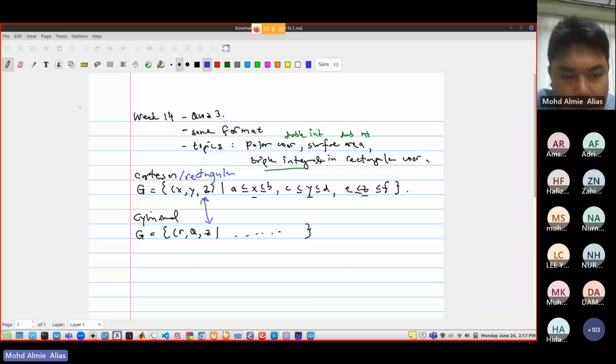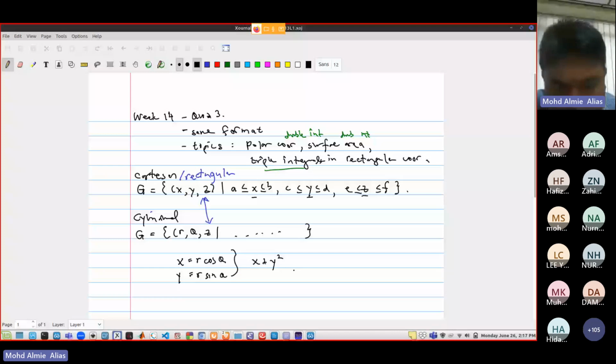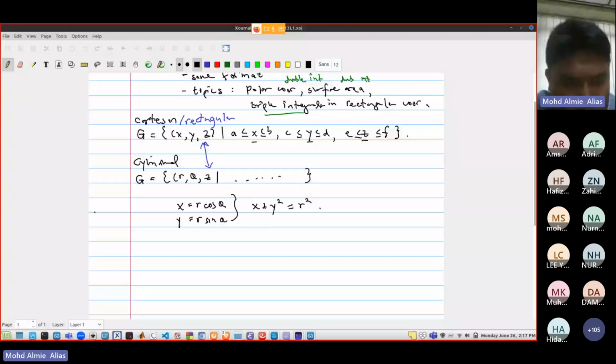But they are actually known. I mean, you've seen them before, okay, from the polar coordinate, where X equals r cos theta, Y equals r sin theta, and solving this, you get X squared plus Y squared equals r squared. Okay, so in short, cylindrical coordinate is actually polar coordinate.